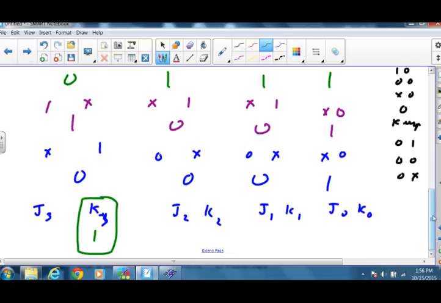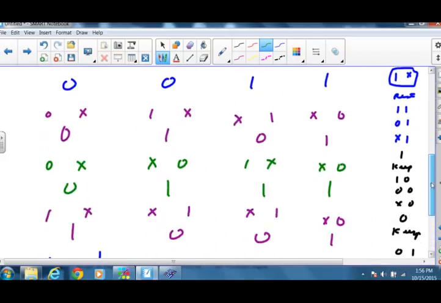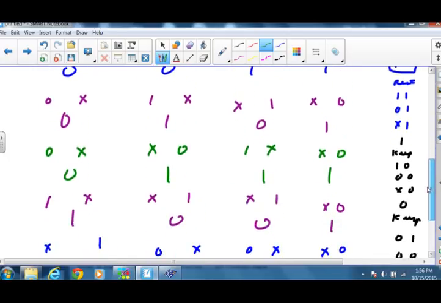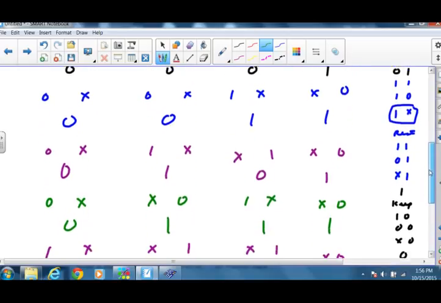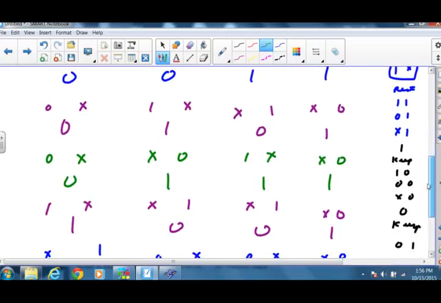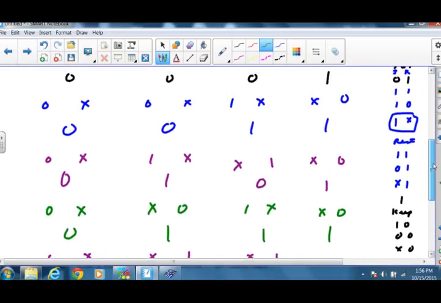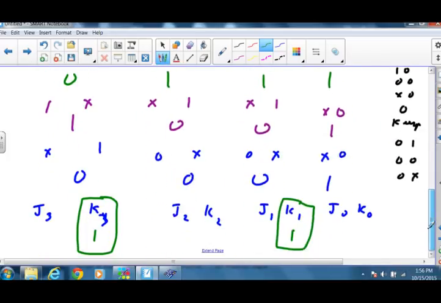Now we're going to look at K2, K1, K1, I don't care, 1, I don't care, 1, I don't care. So K1 can be a 1. Perfectly okay, we'll keep it that way. We look at K0, and we have a 0, 0, 0, 0. So K0 is going to be a 0, we're going to keep it that way.